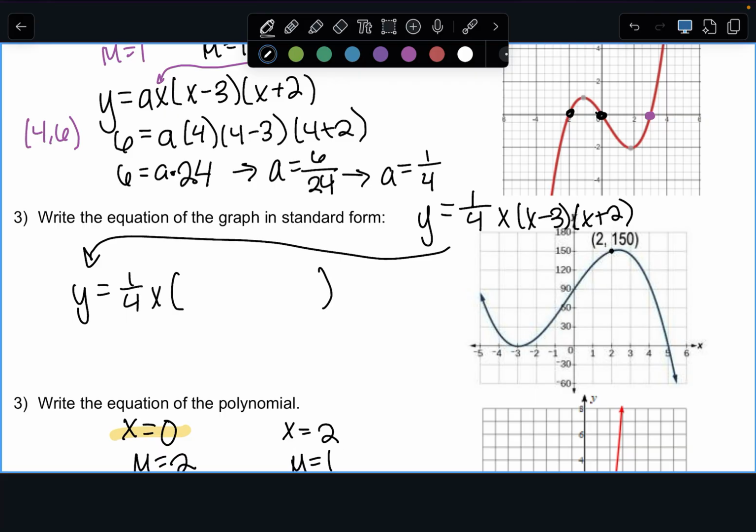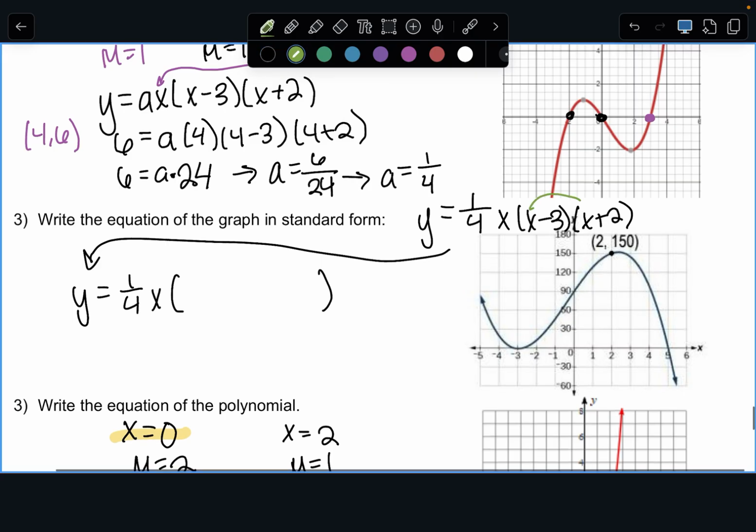If I FOIL, watching my parentheses here, because it's still being multiplied by my 1/4 x. But my first piece, x times x, is x squared. My outside piece, x times 2, is 2x. My inside piece, negative 3 times x is negative 3x. And then my last piece, negative 3 times 2 is negative 6.